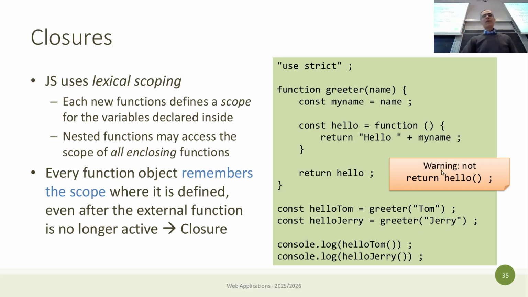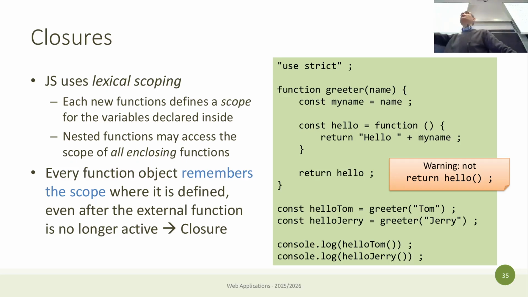Let's see a better example. So we have a function greeter, just to say hello to somebody whose name is passed as a parameter, name. So we expect a string here, and we define a function, hello function, with zero parameters, that just returns hello plus the name. And this is returned outside. So this function can be called immediately only inside the function.